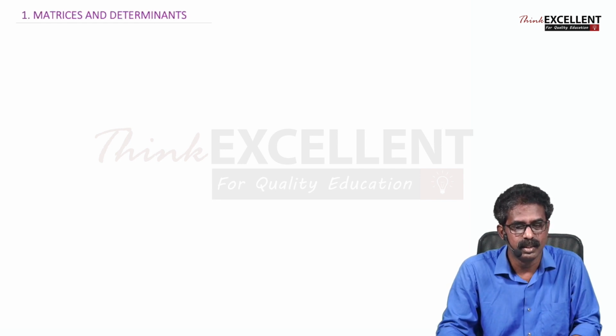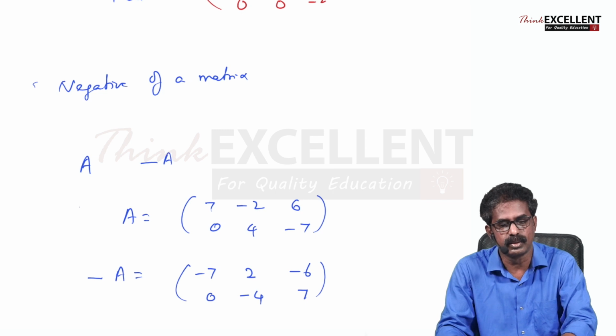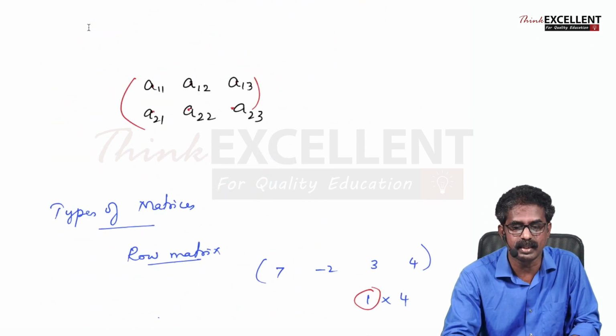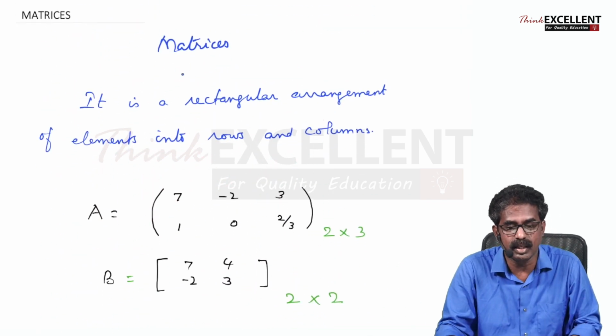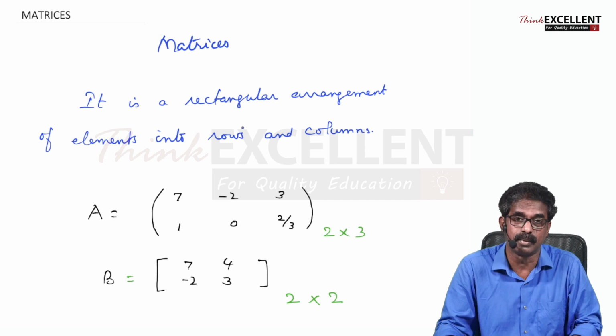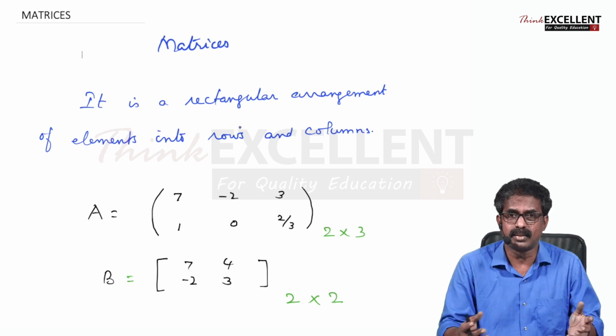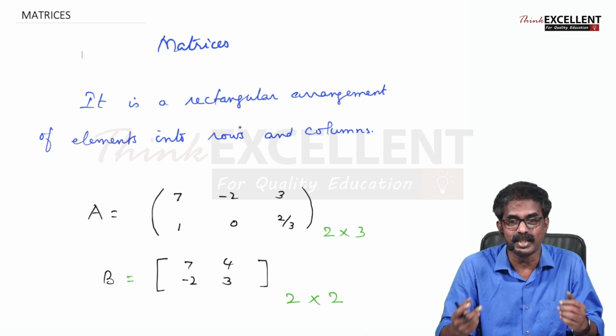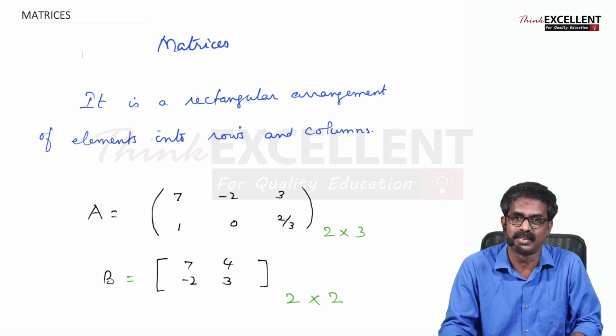Okay, so this first chapter is very simple one, matrices and determinants. Matrices already you know, right? So we start from the basics. So first, what is matrix? Matrix you studied already, right? Matrix is a rectangular arrangement of elements into rows and columns. Don't think all these 10th standard portion they can't ask anything. Even define matrix they can ask.